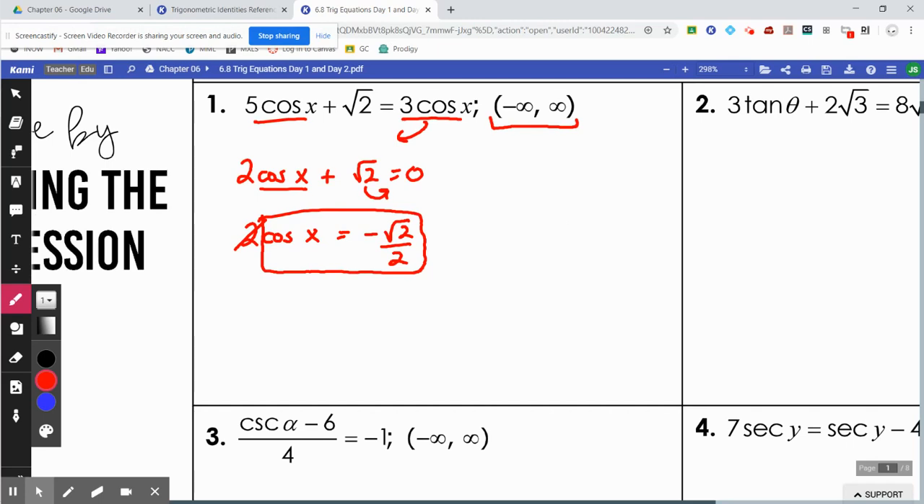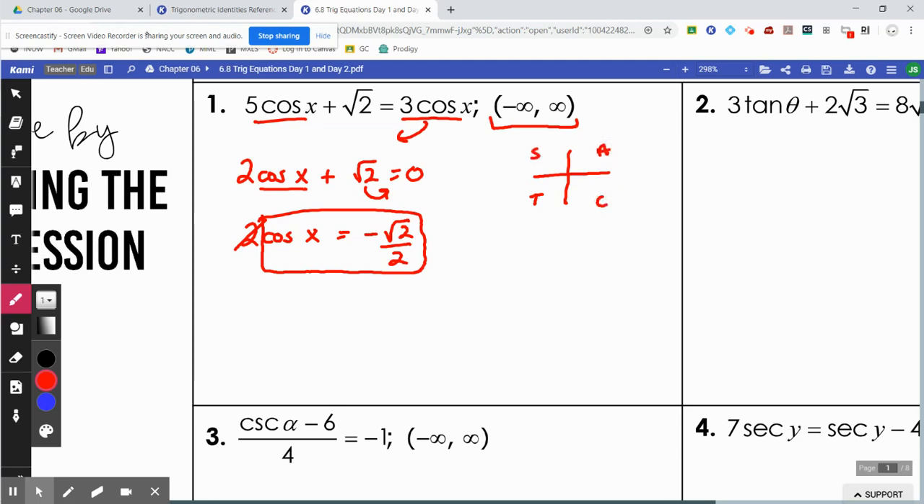Okay, between one complete period, from 0 to 360 or from 0 to 2 pi, where does cosine equal negative root 2 over 2? First off, where is cosine negative? All students take calculus.